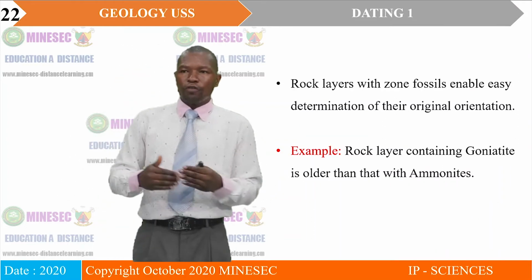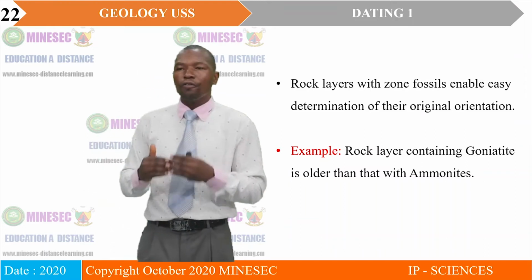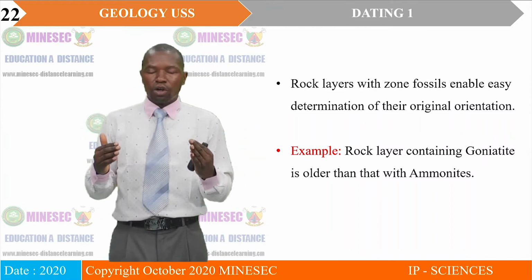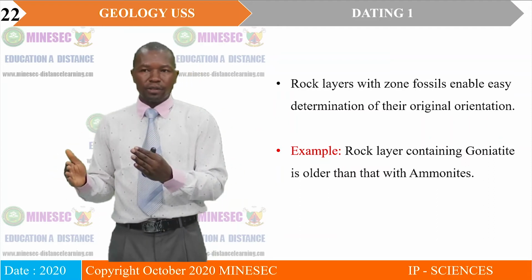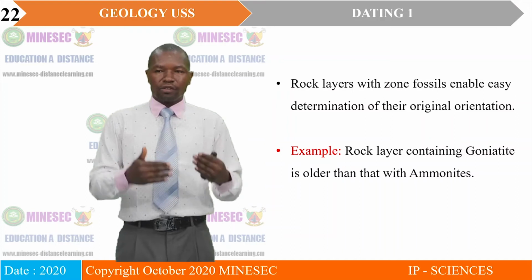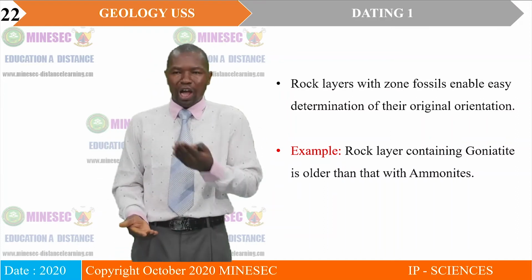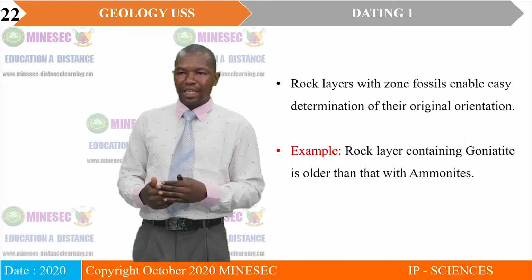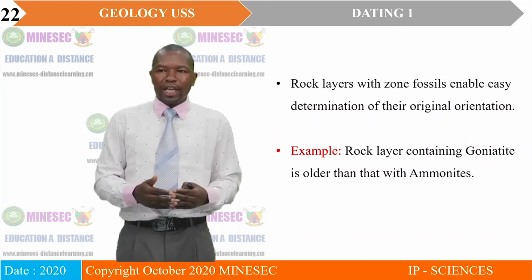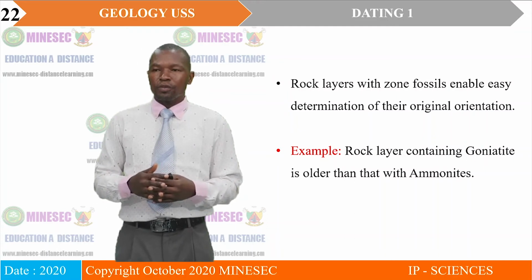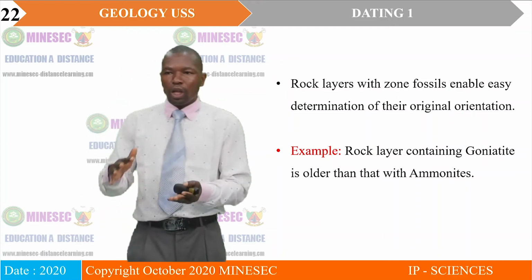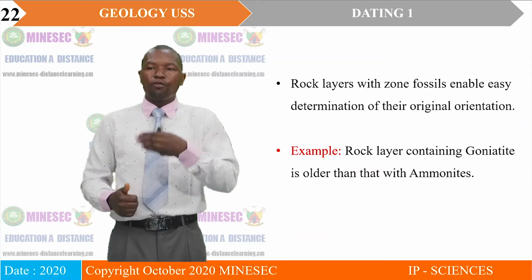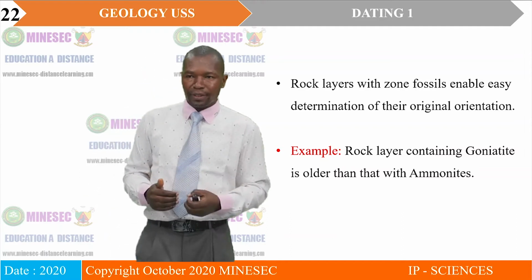Rock layers with zone fossils enable easy determination of their original orientation. By orientation here, we mean that if the material has been disturbed, we will understand. If it has not been disturbed, then the fossils that are laid below are older than the ones above. For example, a rock layer containing goniatite should be older than the rock layer containing ammonite. All of them are in the common group of fossils, but goniatite will appear in formations older than ammonite.